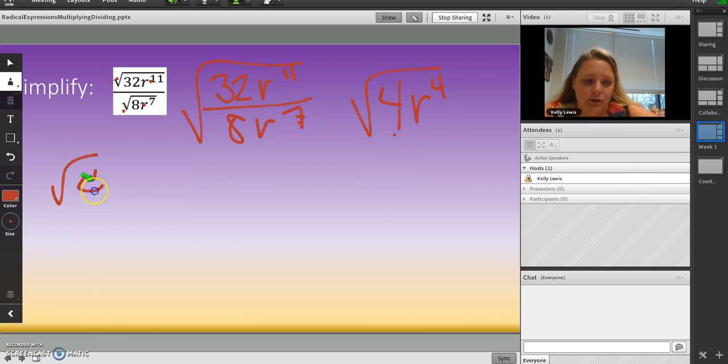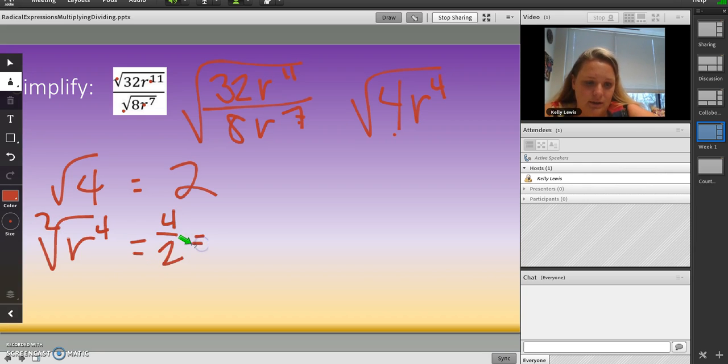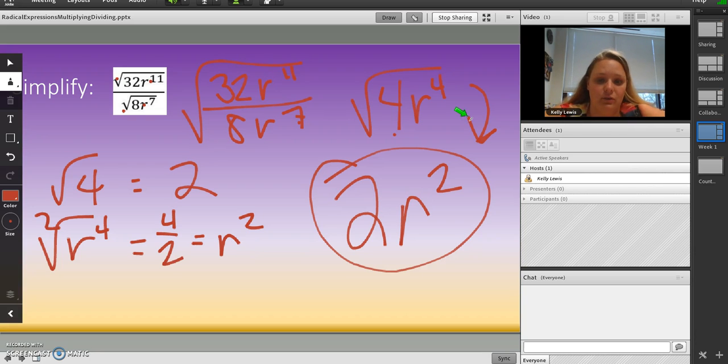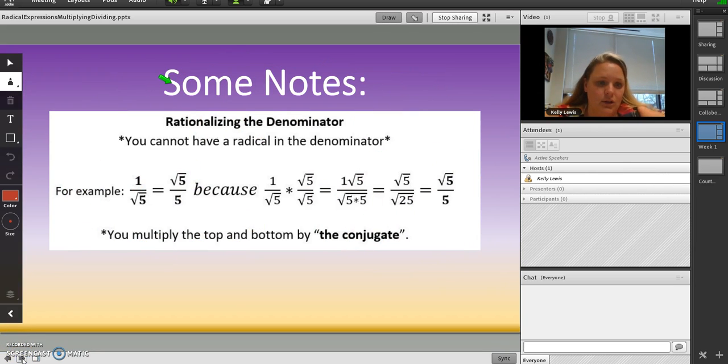So square root of 4 is 2, and square root of r to the 4th, we're going to do 4 divided by 2 is 2, so I get r squared. So this is really 2r squared, which is what the square root of 4r to the 4th is, the simplification of that guy. So if you just break it up into little tiny pieces as you're going, it originally looks super scary, but it's not.